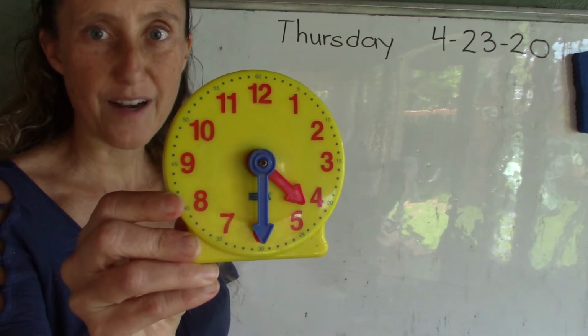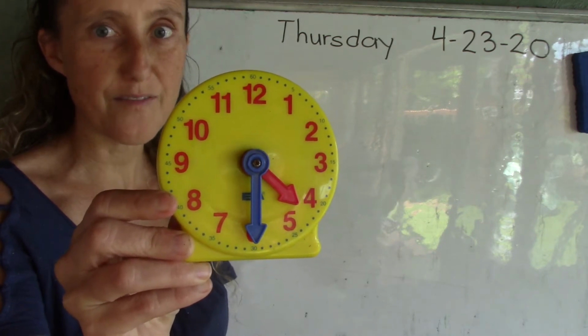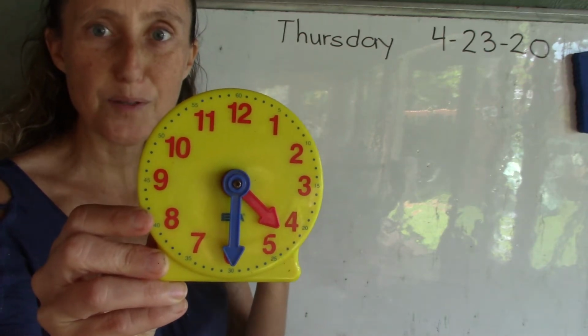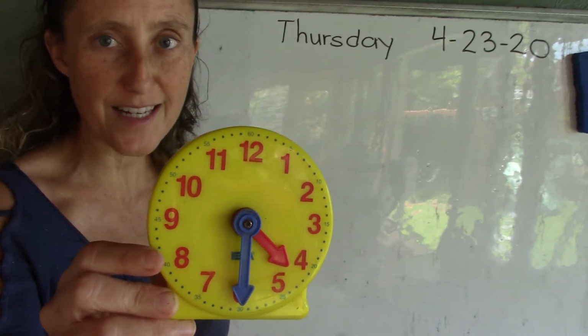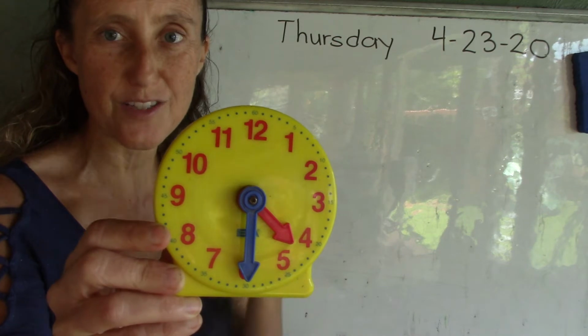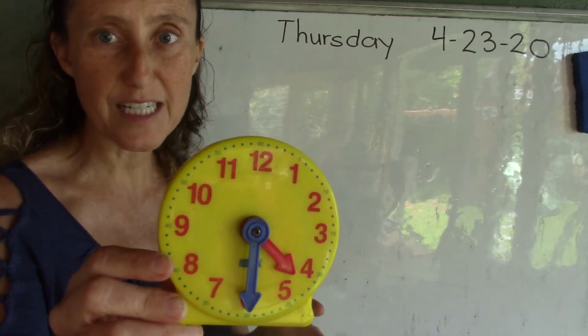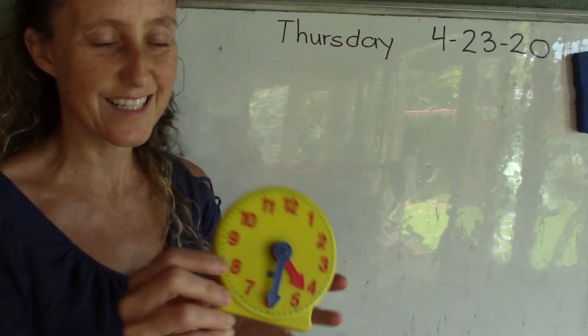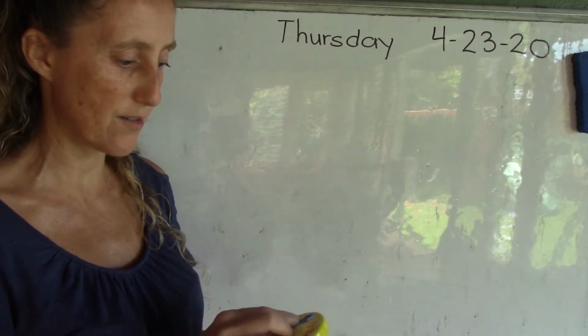What about this one? The small hour hand is between the 4 and the 5, which means we go back to the 4. And the blue minute hand is pointing straight down at the 6. And when it's pointing straight down, it says 30. So right now it is 4:30. Very good.